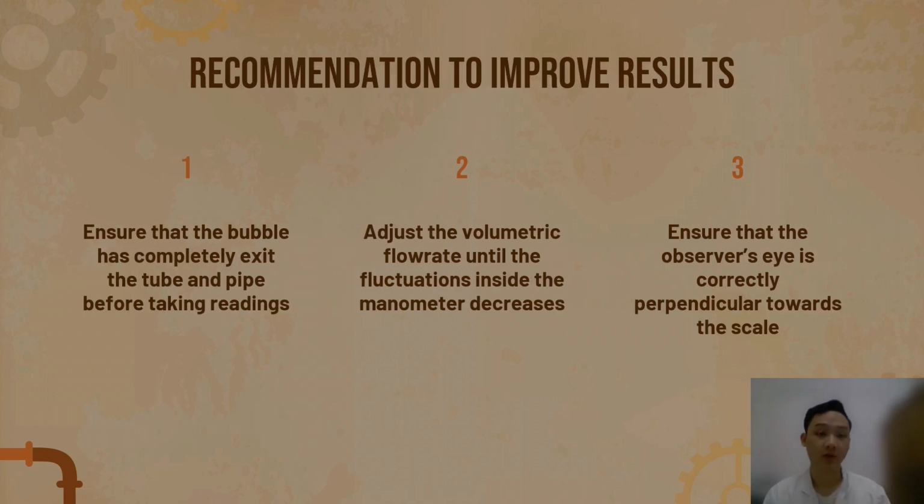For the recommendation part, first we need to ensure that the air bubbles have completely exited the tube and pipe before we take our experimental readings. The second is we need to adjust the volumetric flow rate until the fluctuation inside the manometer decreases, so we can easily take note of the H1 and H2 values. And the last recommendation is to ensure that the observer's eye is correctly perpendicular to the scale.